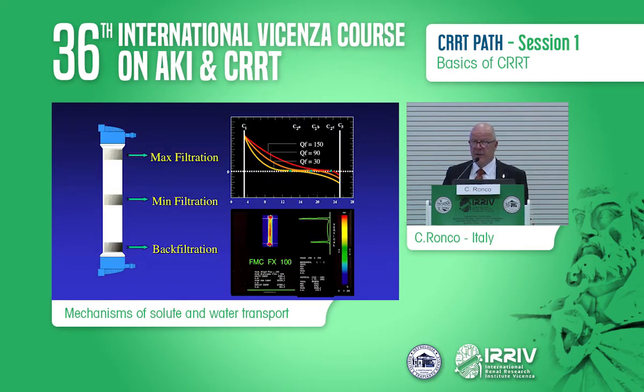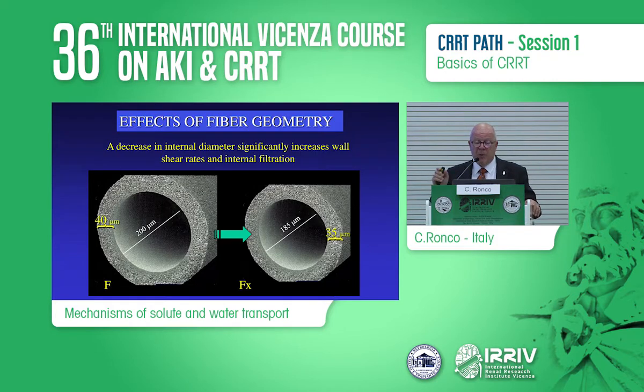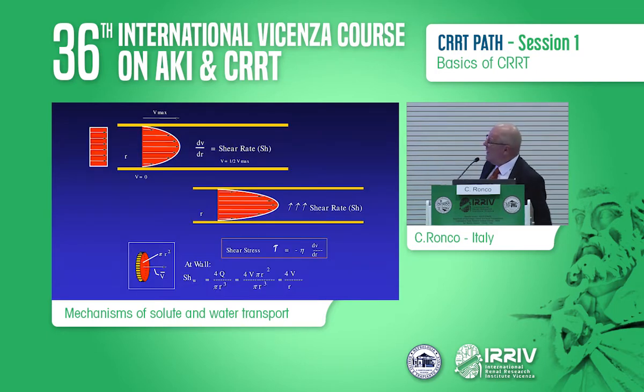Also, inside the filter, you have an area of maximum filtration rate at the proximal level, and minimal filtration and back filtration in the distal part, and we have studied this with sophisticated methods. For example, if you reduce the inner diameter of the fiber, the pressure drop increases and back filtration tends to increase, but you also tend to have a much better flow velocity inside.